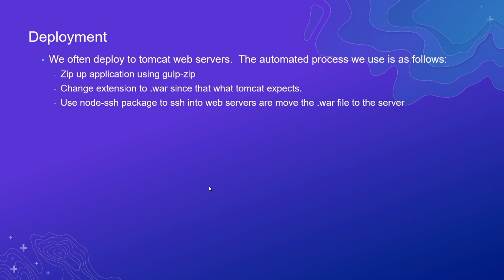And then we use another node module called node SSH, where we actually SSH into the server that we're deploying this to. And in the case of Tomcat, we're copying that WAR file to the apps Tomcat folder. And then once Tomcat recognizes that the WAR is out there, it goes ahead and unzips it and deploys it. So that's one way of doing this.